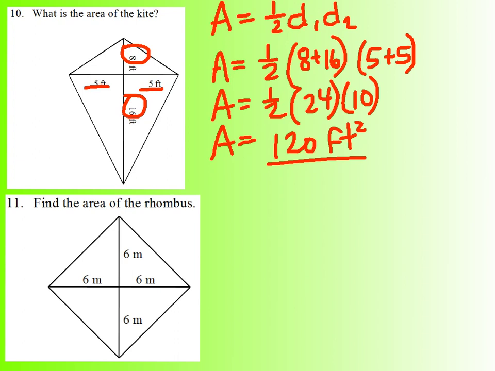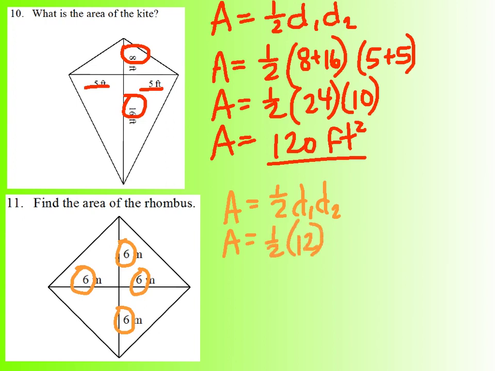Number 11 says find the area of the rhombus. Well, the area of the rhombus is the same formula. Area equals 1/2 diagonal 1 times diagonal 2. We see here that we have all the half lengths, so we can just figure out that diagonal 1 is 6 plus 6, which is 12, and diagonal 2 is 6 plus 6, which again is 12. So our area here is half of 144, so our area is 72. Let me write that better. 72 meters squared.